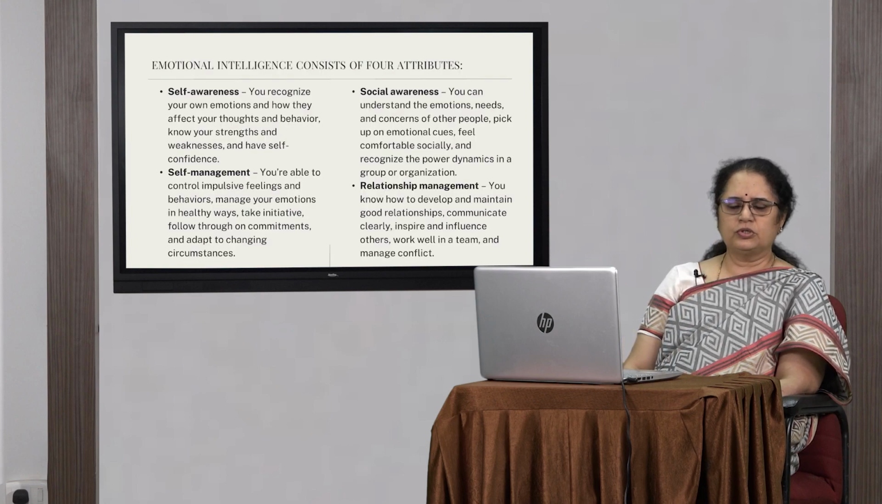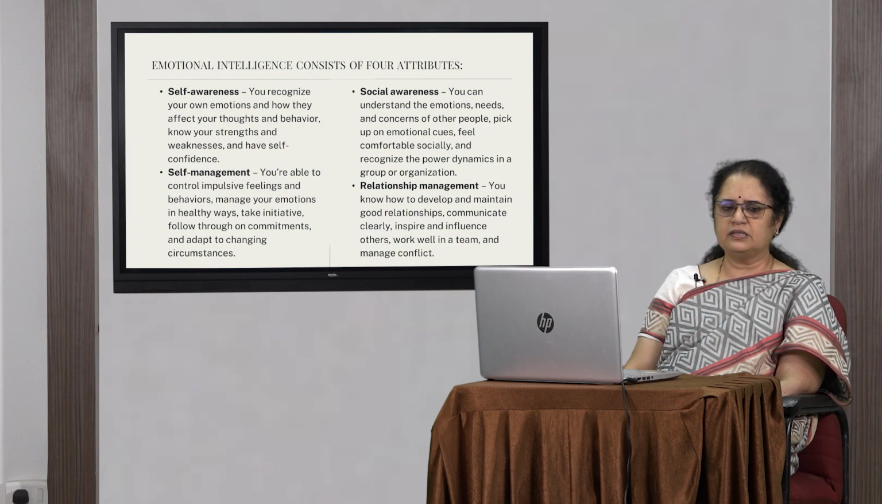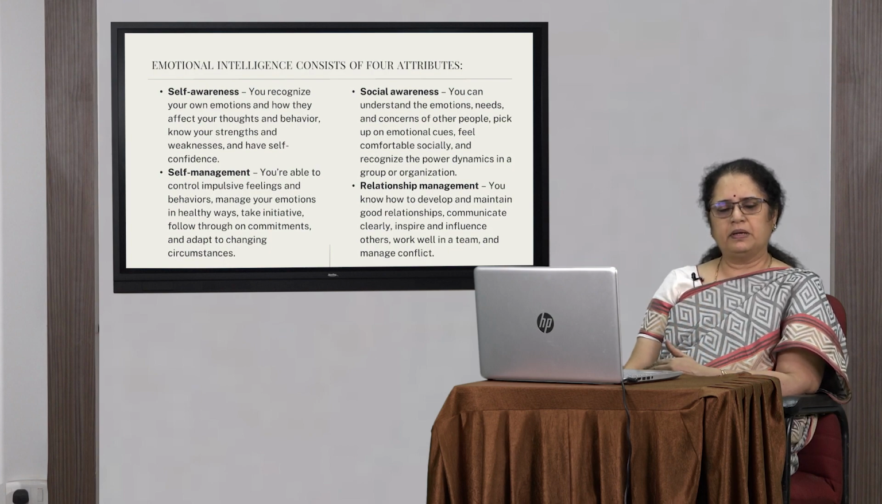So, if you look at emotional intelligence, there are mainly 4 attributes: self-awareness, self-management, social awareness and relationship management. If you go one by one, I am sure you understand what is self-awareness. How do you simply define self-awareness? Self-awareness is being aware of oneself.